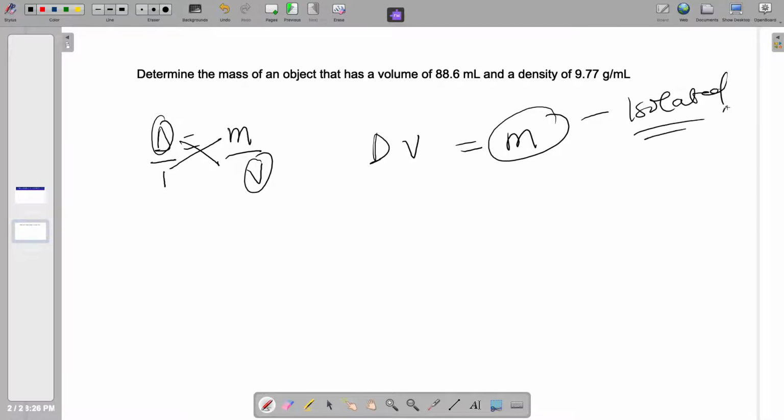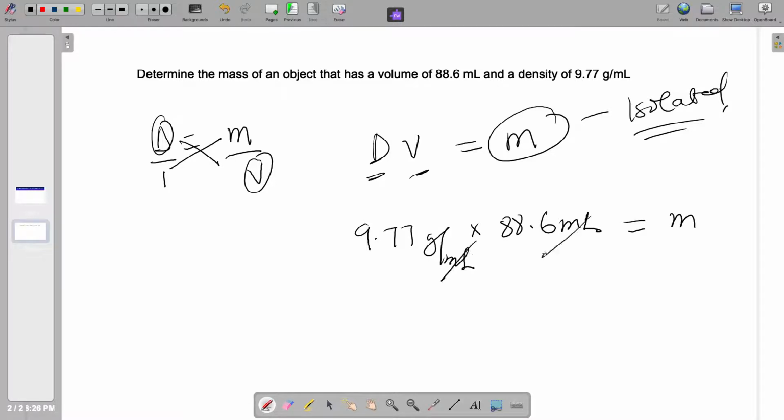So now we can just proceed to find our mass. We just multiply our density by our volume. Our density is 9.77 grams per mL, and our volume is 88.6 mL, equal to our m, which is our mass. Now, mL will cancel mL, so we just have grams left, which is the unit we're interested in. If we multiply, we're going to get a value of 865.622 grams. But again, we want to express our number to the correct number of significant figures.